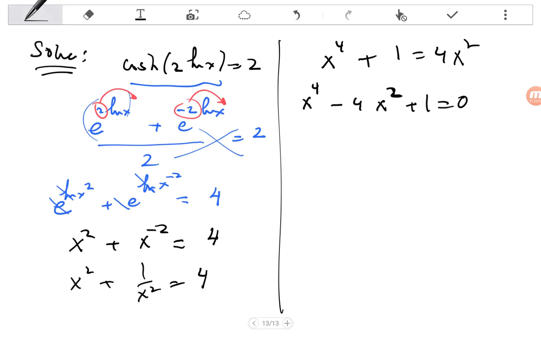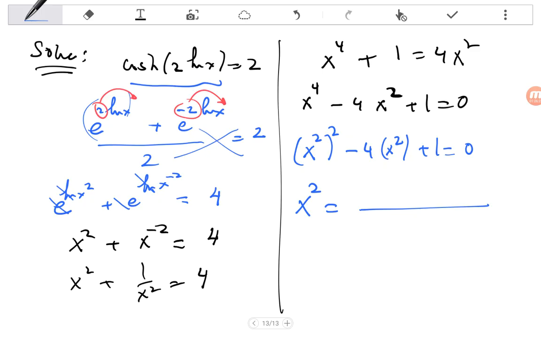Now this is a quadratic equation, but in terms of x squared. I may rewrite it as x squared all squared minus 4x squared plus 1 equal to 0. This is an ordinary quadratic equation, which may be solved, but for x squared. Instead of solving for x, it is solved for x squared. x squared equal to minus b, which is plus 4, plus or minus square root b squared, which is 16, minus 4ac, which will just be equal to 4, all over 2a, which is 2.